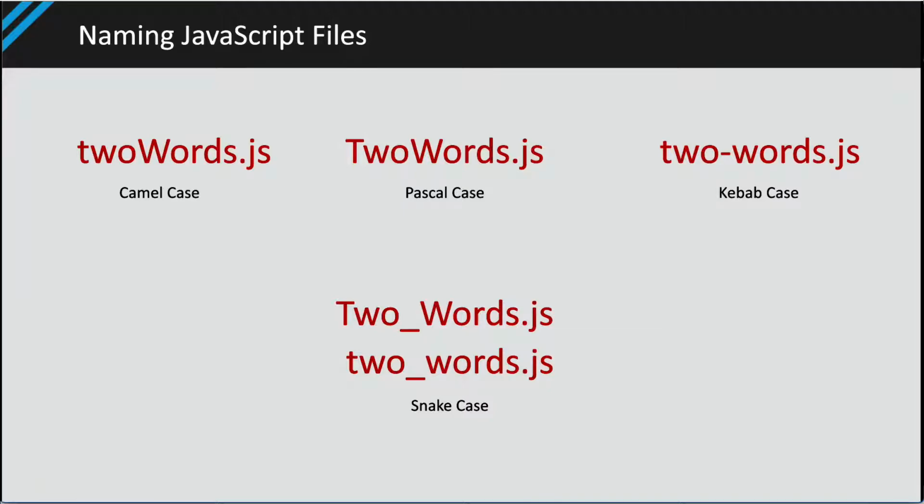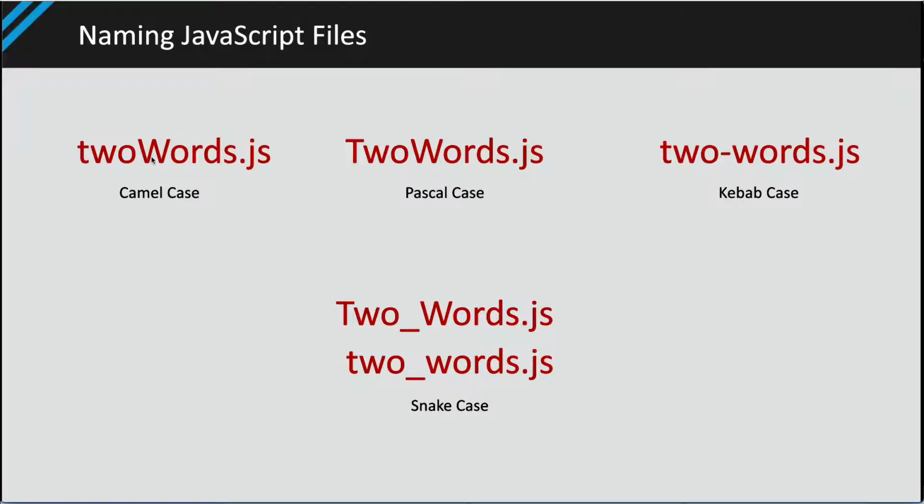The first one is called Camel Case. As you see, in Camel Case the first letter of the first word is a small letter, and then the second word starts with a capital letter.